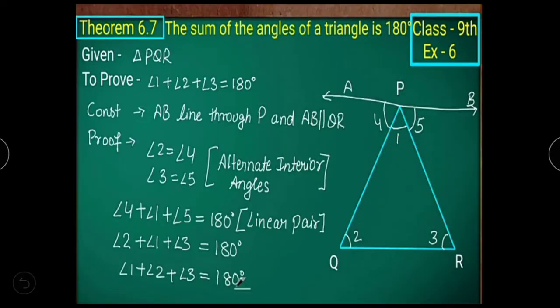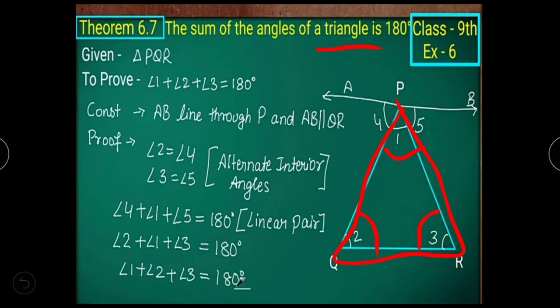Now theorem 6.7 states that the sum of the angles of a triangle is 180 degrees, or it can also be stated as: prove the angle sum property of a triangle. So we have to prove that the sum of angles 1, 2 and 3 is equal to 180 degrees. What is given in the statement is a triangle, triangle PQR. We have to prove that angle 1 plus angle 2 plus angle 3 is equal to 180 degrees.